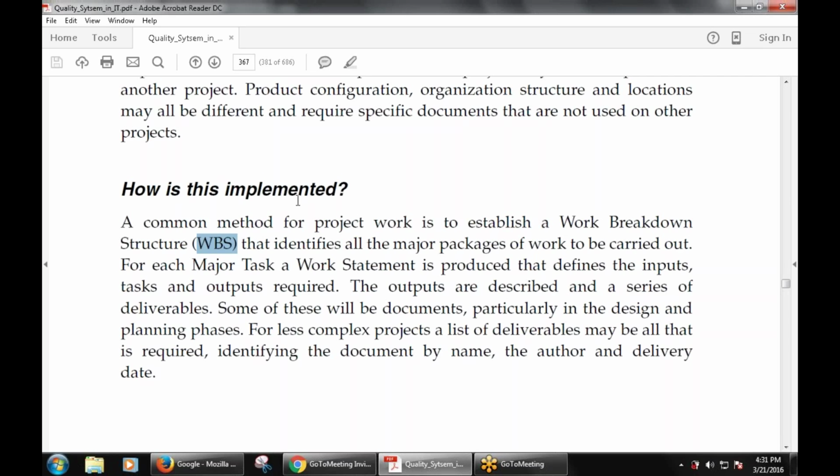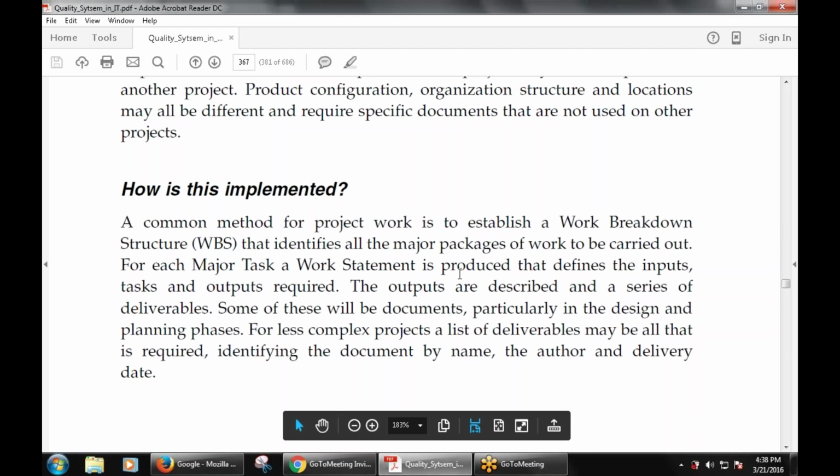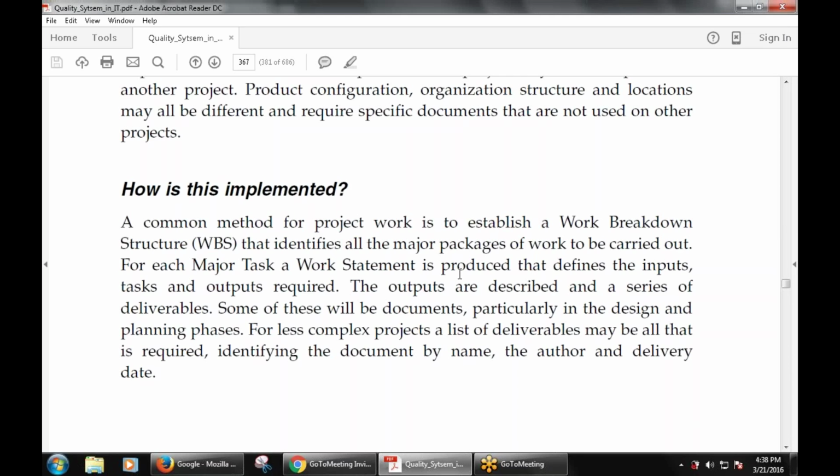So for each process, there is no data required that is used for the documentation part. That is a work breakdown structure. That is established at the work breakdown structure. There is a work breakdown structure that identifies all the major processes. So what are the various major processes that are used? What are the various major applications or packages of the work to be carried out?